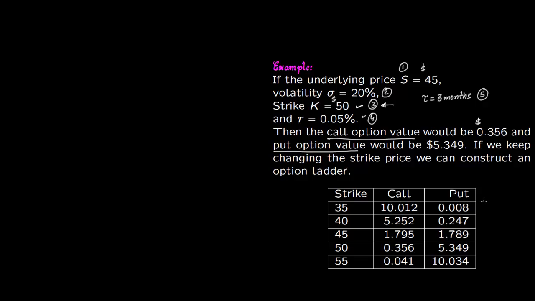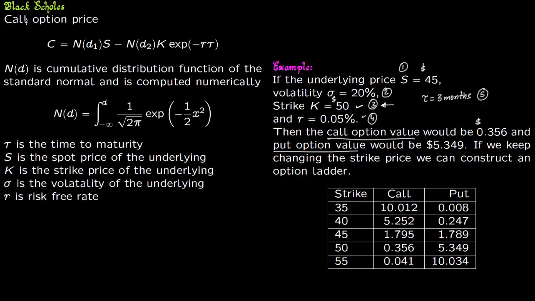So let us now come to the ingredients of this Black-Scholes formula. The call option price is given as: call is equal to N(d1) times S, where S is the spot price, minus N(d2) times K, which is the strike price, times exponential of minus R tau. R is the risk-free rate and tau is the time to maturity. In our example, the time to maturity was 3 months, or you can say the time to expiration date.